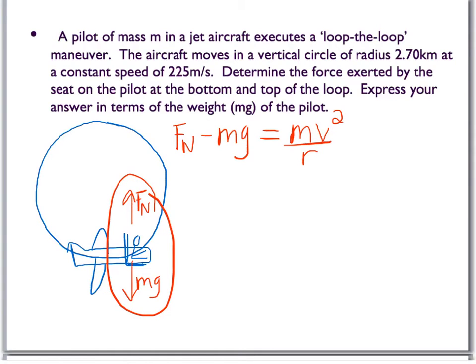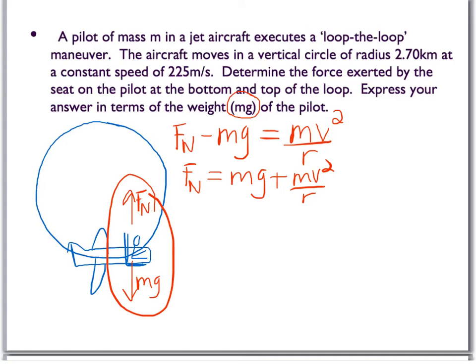When we solve this, looking for what is that normal force pushing on the pilot by the seat, we would essentially write this out as pulling the mg over to the other side and adding these two pieces together. Now, when we look at the way they want this answer expressed, they want the answer expressed in terms of the weight of the pilot, so in terms of mg, which really means that I'm looking to factor an mg out of this expression.